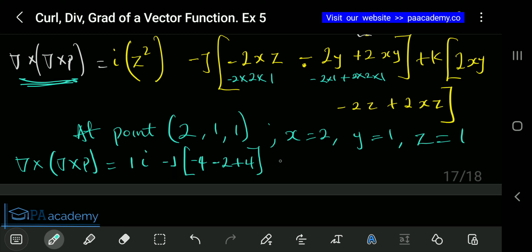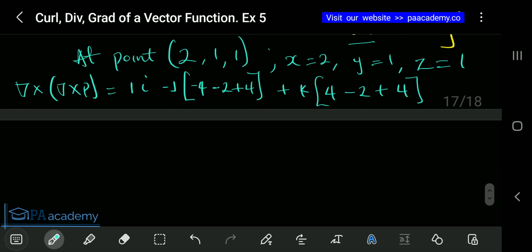So let's head over to k. So we have plus k. So right here we have 2xy. So that is 2 times our x, which is 2, and our y, which is 1. That will be 4. That will be 4 minus 4 for 2z. So 2z is 2 times 1, that will be 2. Then plus 2xz. So that's 2 times x, that's 2, and then times 1. That will be plus 4.